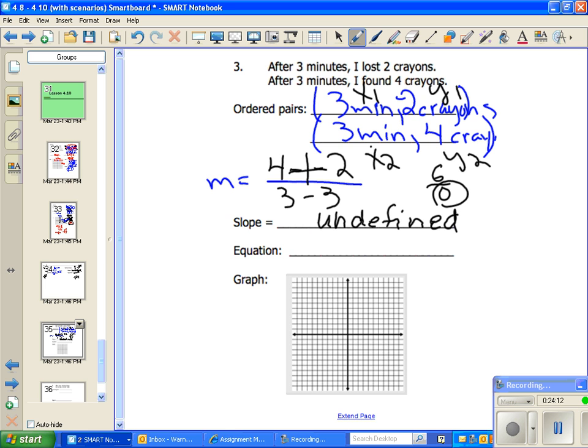Okay, let me show you something else. If you think of a vertical line, my wall is vertical. Okay, imagine me skiing up a slope. Okay, what's going to happen? Okay, it is impossible, except for Superman, to walk up this wall. Okay, vertical lines are impossible, undefined. Okay, so if you plot your points, 3 minutes, down 2 crayons. 3 minutes, up 4 crayons. Okay, it does make a vertical line.